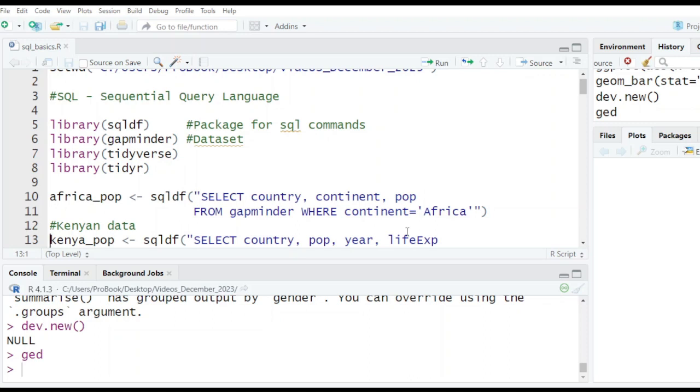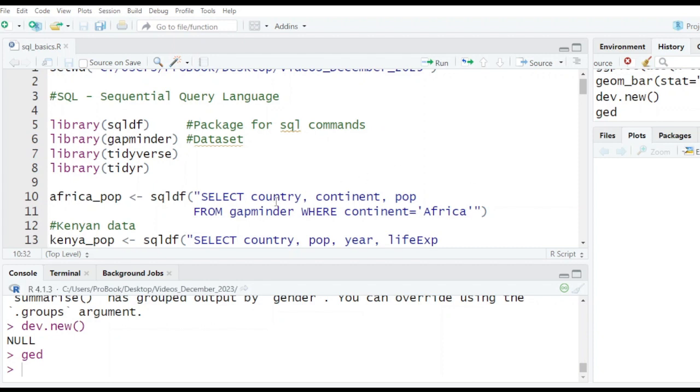I would like to welcome you to my video today on Structured Query Language. We have four libraries: sqldf, the Gapminder, the Tidyverse, and the Tidyall. And I want to show you how to work with SQL. The sqldf is the package for the SQL commands, and the Gapminder is a dataset.